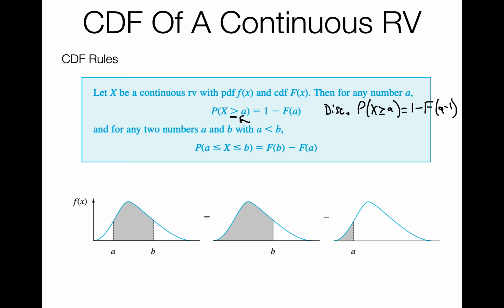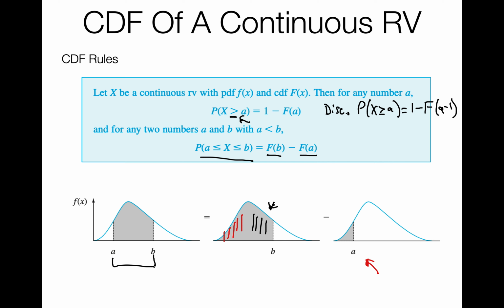Okay, and then down below, this is like what you wanted to believe for a discrete random variable: to find the probability that x is between two points a and b, it's just F of b minus F of a. And they show you a nice graph down here. How do I get the area under the curve from a to b? Well, I'd start with b, and that gets me everything I want, but it also gets me a little bit more than I want. And so how do I get rid of that? I subtract away a.